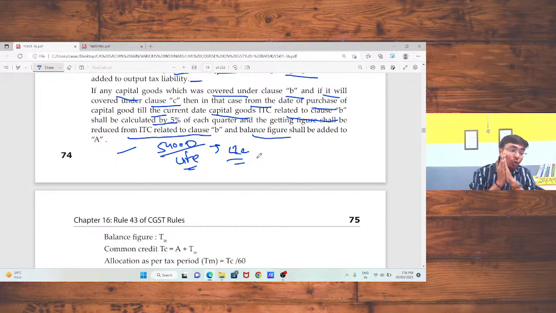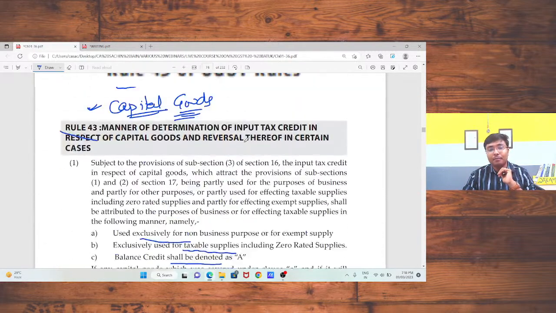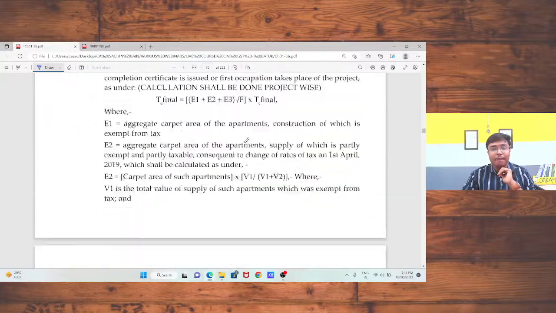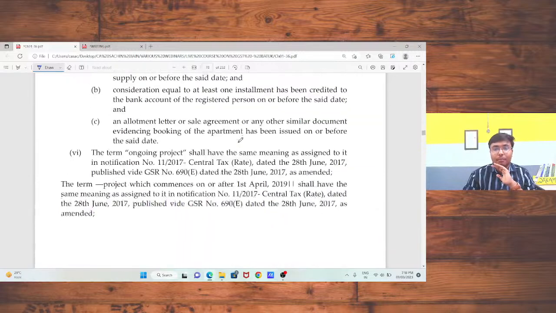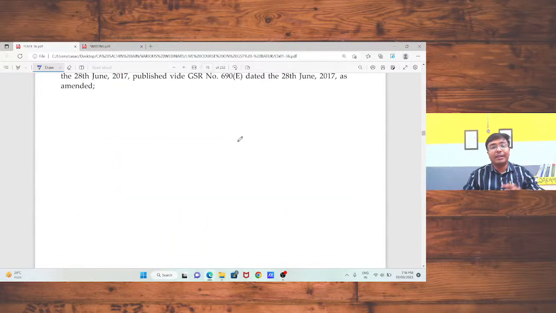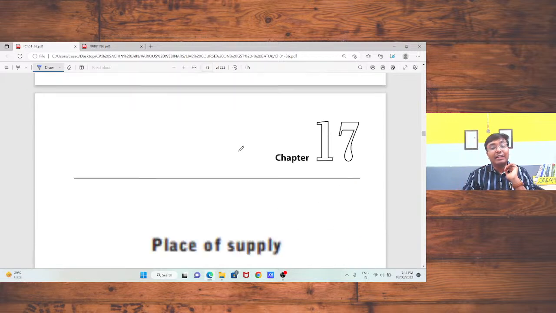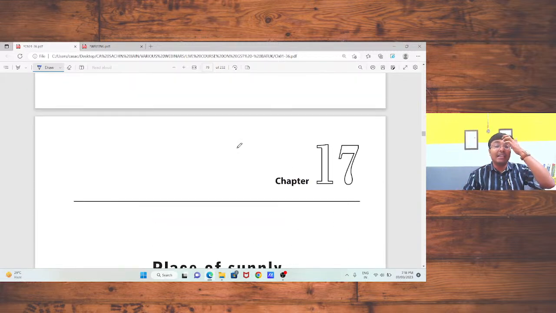Sir, is everything okay regarding capital goods, or is an explanation required again? All the theories are mentioned here, and I am just taking the practical situation which is applicable in our day-to-day life, and we need to apply the same in our practical cases.